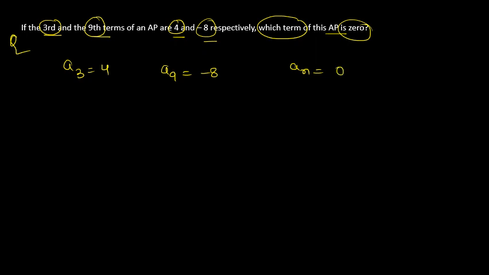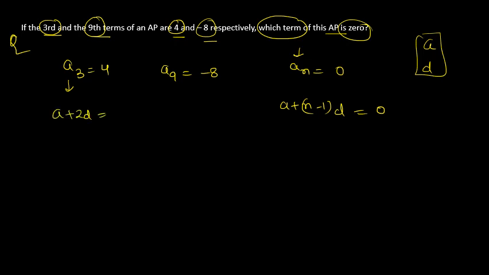Correct. Now you don't have A, you don't have D, so you have to find out these two. Then n can be found out using previous examples, right? So you have to make two equations. Here you know very well that An, the formula for An is A plus n minus 1 into D, right? So for A3 it will be A plus 2D, correct? If you place 3 in place of n, so A plus 3 minus 1, that is 2D is 4. Similarly here A9 will be A plus 8D equals minus 8.